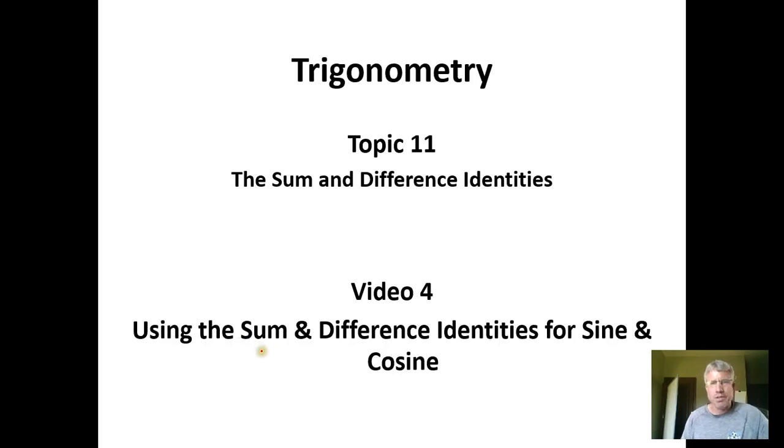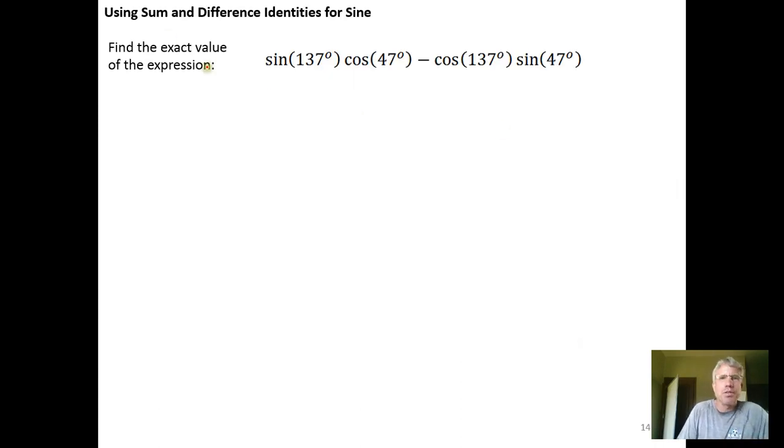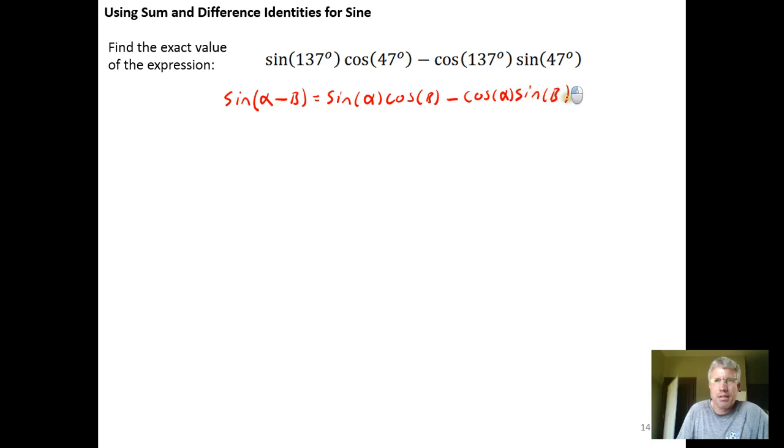In this video, we're going to use the sum and difference identities for sine and cosine to solve some drill and grill style homework type problems. So the first example is one where what we need to recognize is that the difference identity for sine looks like this: the sine of alpha minus beta equals sine alpha cosine beta minus cosine alpha sine beta.